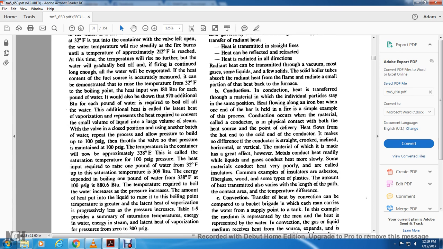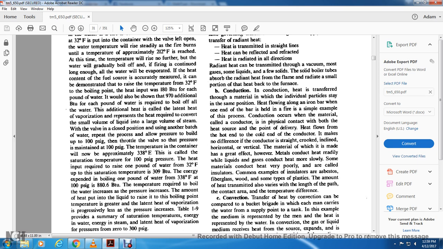Conduction. Heat is transferred through a material with the individual particles staying in the same position. The heat flow through an iron bar when one end of the bar is held in a fire is a simple example of the process. Conduction occurs when a material, called the conductor, is in physical contact with both the heat source and the point of delivery. Heat flows from the hot end to the cold end of the conductor. It makes no difference if the conductor is straight, crooked, inclined, horizontal, or vertical. The material of which it is made has a greater effect.